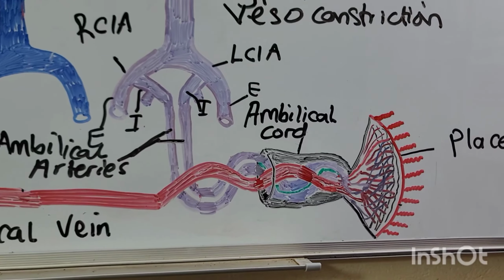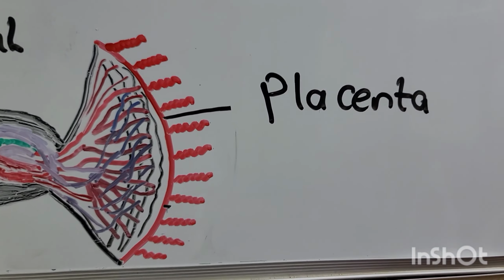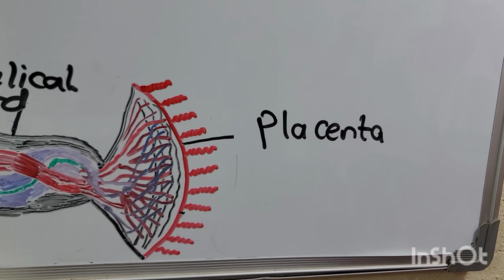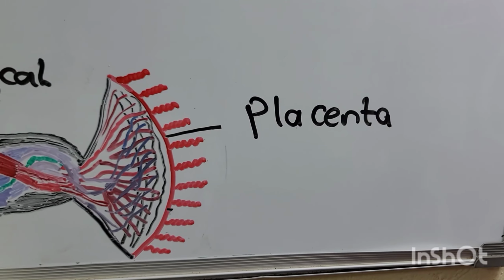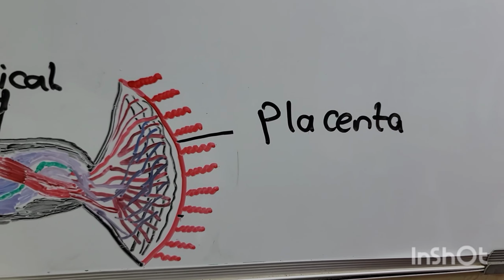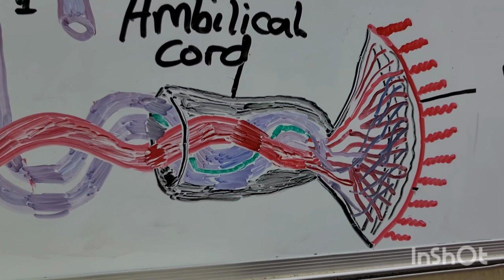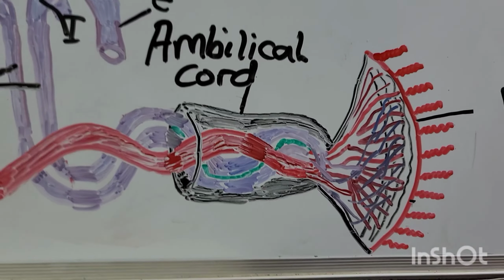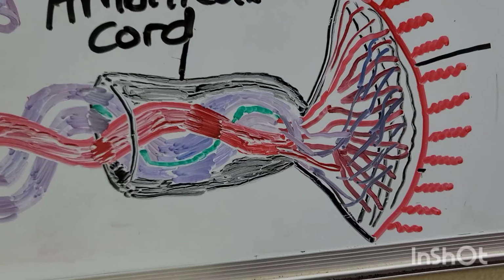So let's have a very quick recap of what we have just said. This is our placenta, which picks blood from the maternal side, helps us deliver oxygen and nutrients, and also drains away the waste products back to the maternal blood. This black structure here is the umbilical cord, which houses three blood vessels: the umbilical vein and the two umbilical arteries.